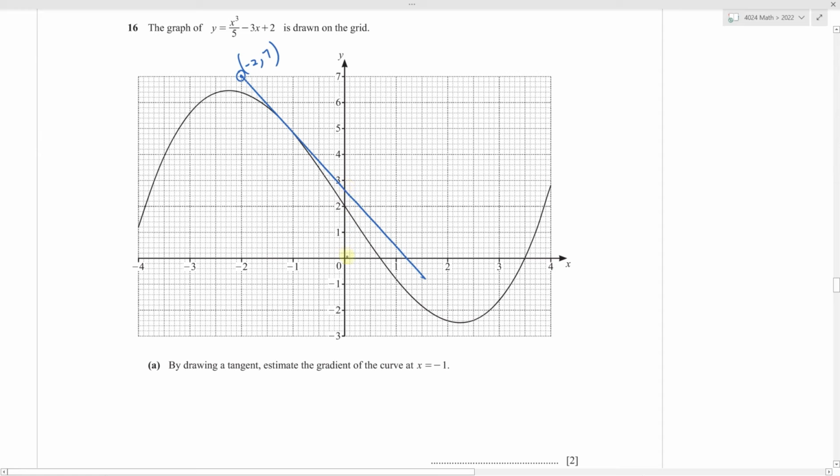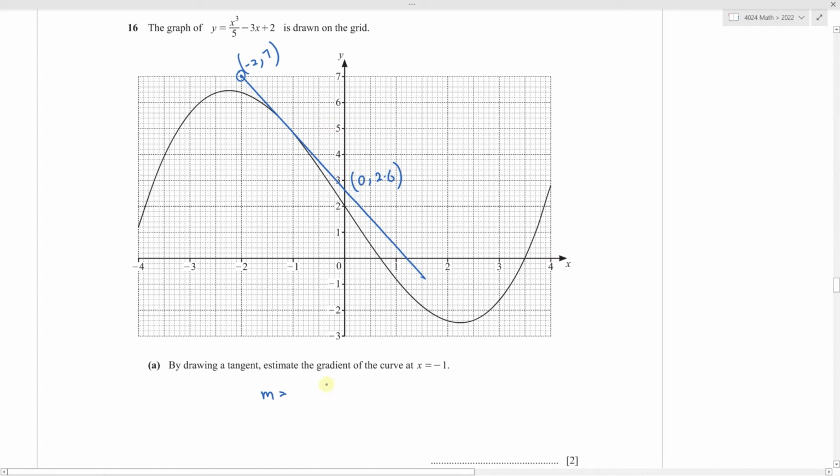Let's take another point here at 0. It's intersecting here at 2 point something. So each small block is 0.2: 2, 2.2, 2.4, 2.6. So 0 and 2.6. Now I'll use these two to find my gradient.